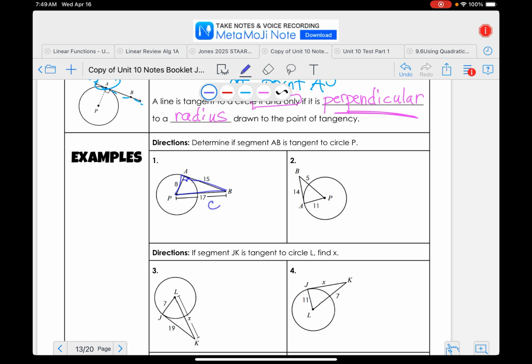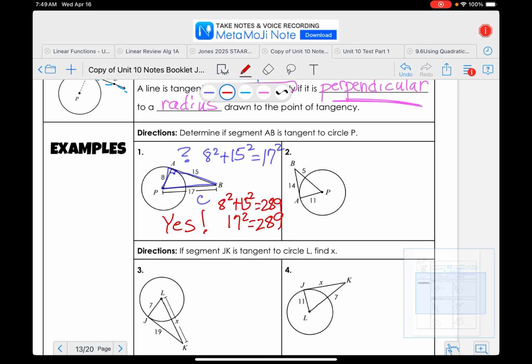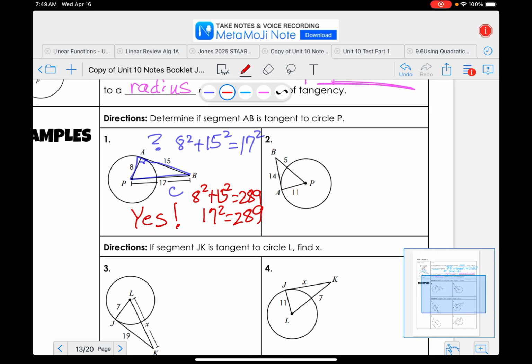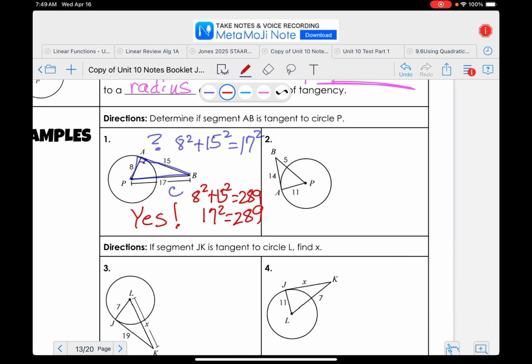So this is my C. A and B are interchangeable. So is A squared plus B squared equal to C squared? Well, let's check and see. 8 squared plus 15 squared is 289. 17 squared is 289. So yes, they are indeed equal. It satisfies the Pythagorean theorem. Therefore, it is tangent. It's perpendicular and it's tangent.